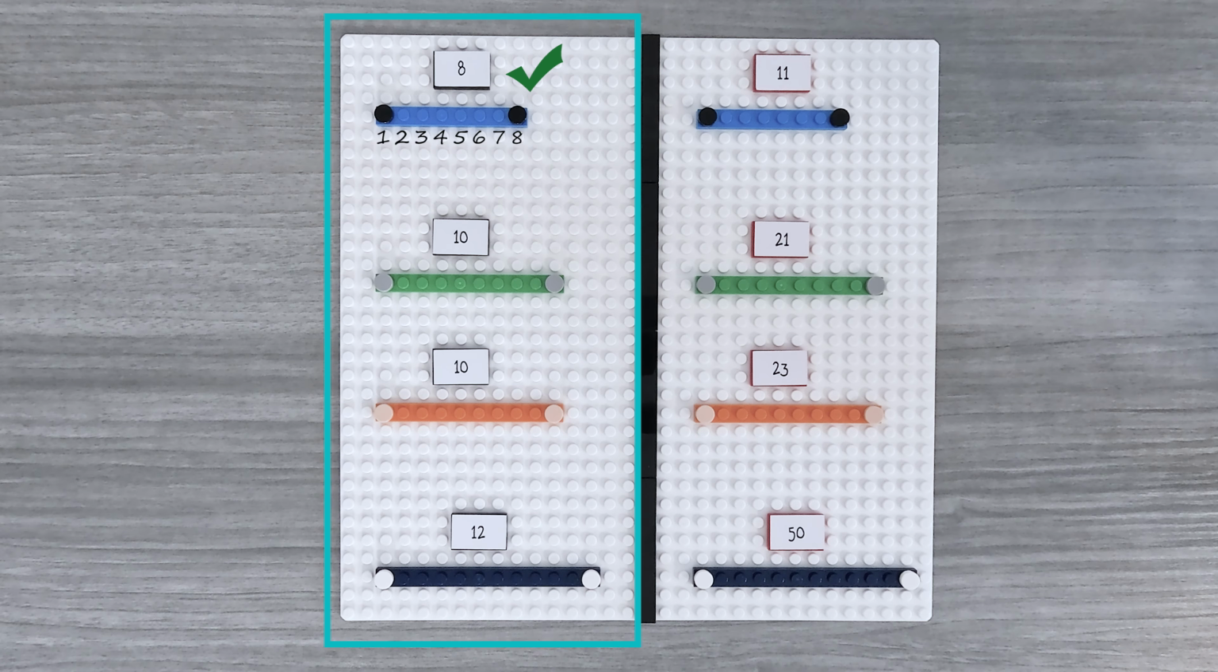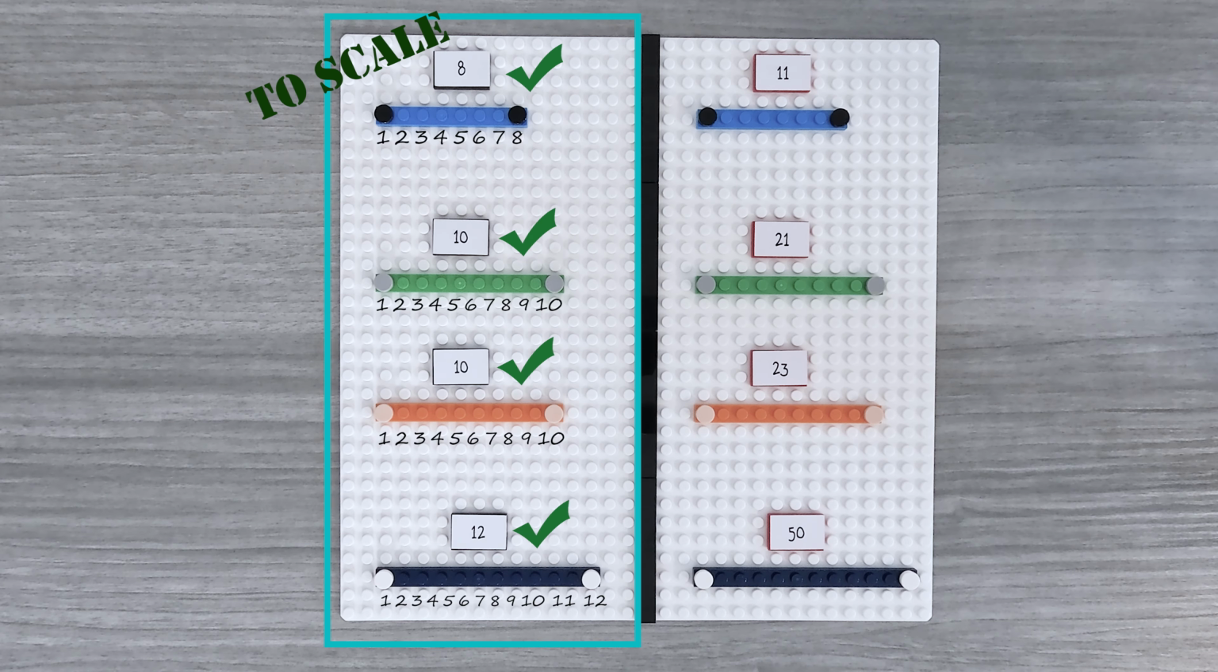And the same is true for all the other 3 line segments on this diagram. 10 studs matches 10 length, 10 studs again matches 10 length, 12 studs matches 12 given length. So these are to scale because we have those perfect matches.